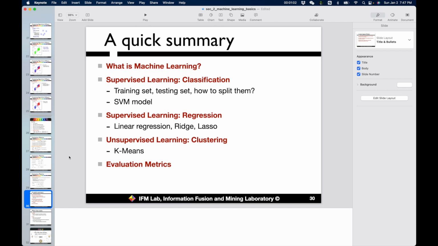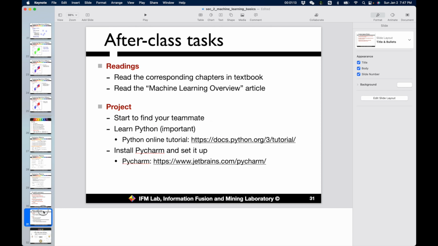After class, please make sure you go over the reading materials as well as the lectures carefully to make sure you are familiar with what we have been introducing here. And we have some after-class tasks for the readings: reading the corresponding chapters in the textbook, and also reading the machine learning overview articles. And for the project, start to look for your teammates, and also learn Python and install PyCharm and set it up. We will start stage 1 of the project next week, so make sure you finish learning Python and have PyCharm installed already.